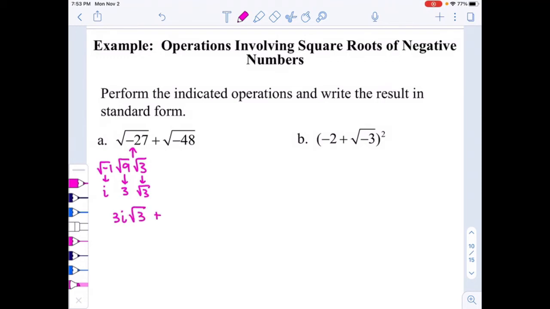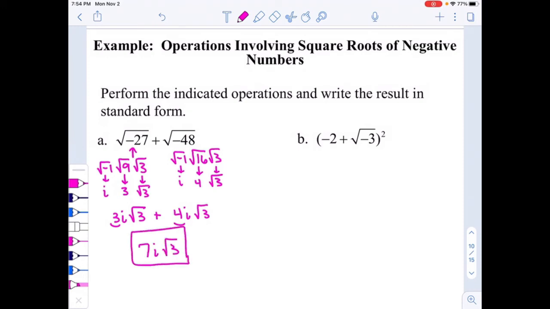And then we're going to add with that. Let's break down that -48. Again, that negative gives us the square root of -1. 48, perfect square factors, that would be 16 times 3. So that means we have the imaginary unit, we have a 4, and we have a square root of 3. So that means we have 4i root 3. Now, if I have 3i root 3 plus 4i root 3, I have a 3 plus a 4, which gives us 7i root 3 as that final answer.